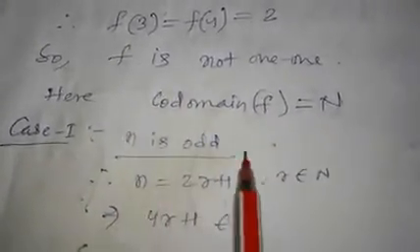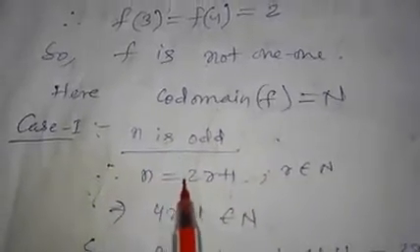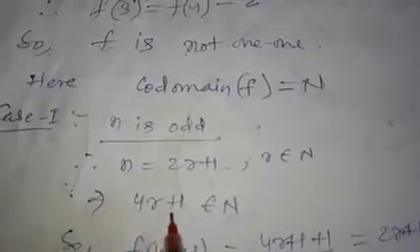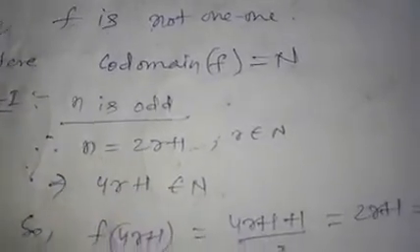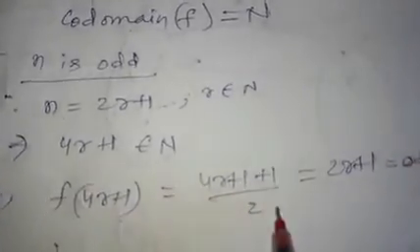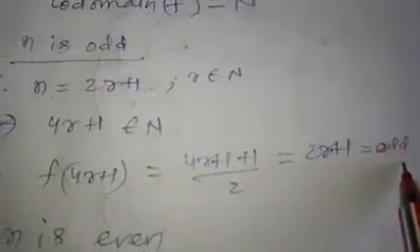Case 1: n is odd, that means n is 2r plus 1, where r belongs to natural numbers. That implies 4r plus 1 belongs to natural numbers. So f of 4r plus 1 is equal to (4r plus 1 plus 1) by 2, that is 2r plus 1, that is odd.